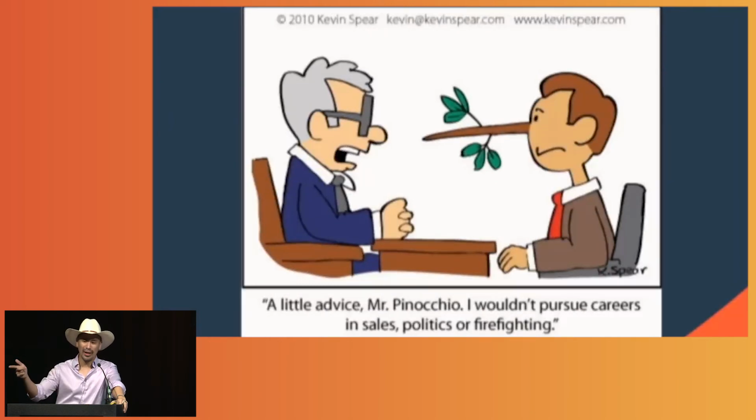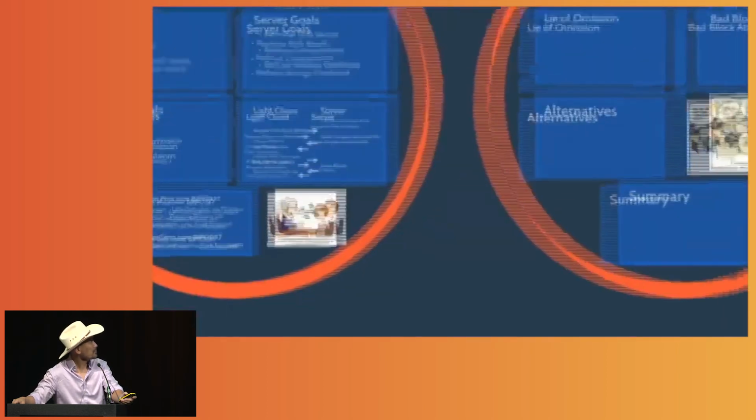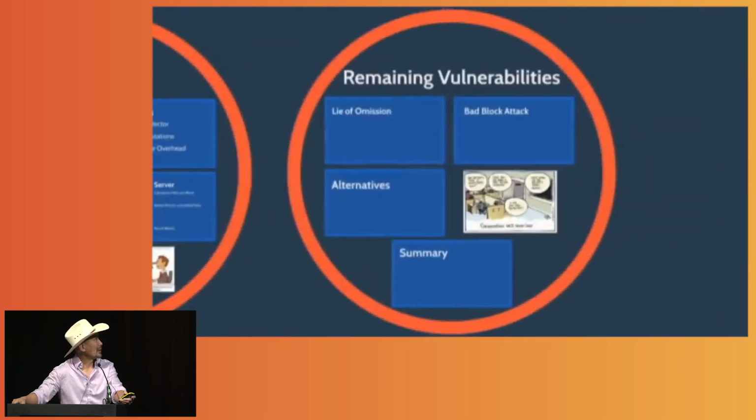We know when somebody is lying, at least to some degree. Now, there's one lie of omission attack that we still have to talk about, but for the most part, you can tell that somebody is lying. All right, so what are the remaining vulnerabilities?